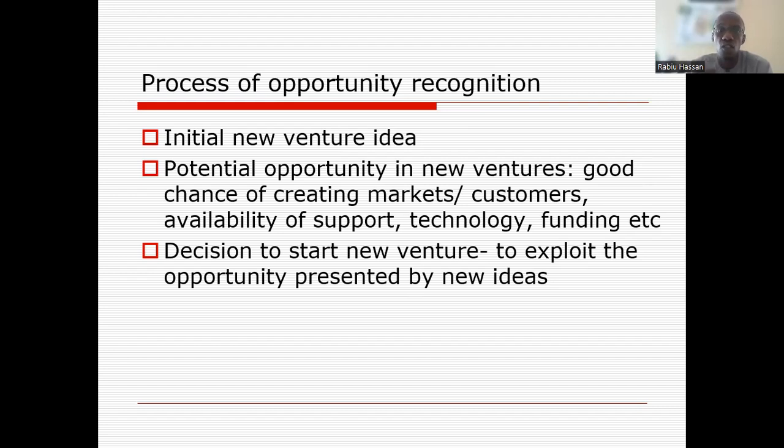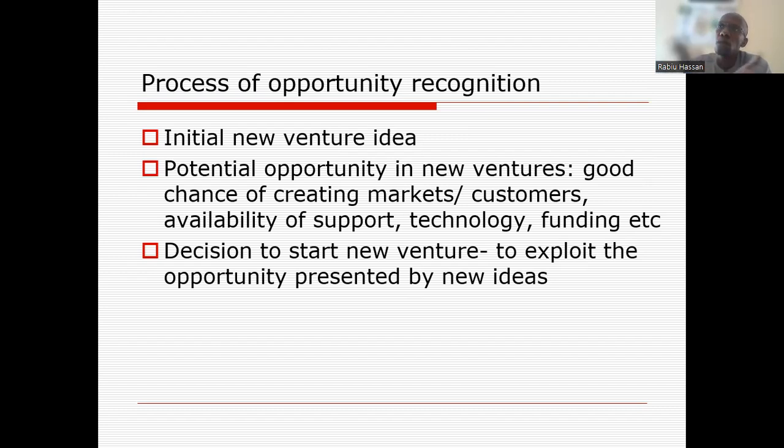Like for example, good chances of creating a market, customers, availability of support, maybe financial support, feasibility study support, and so many other business supporting services that you may find in your environment. And then finally, part of the process is the decision to start a new venture.